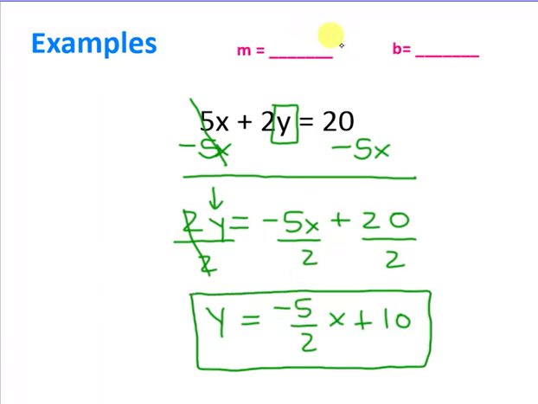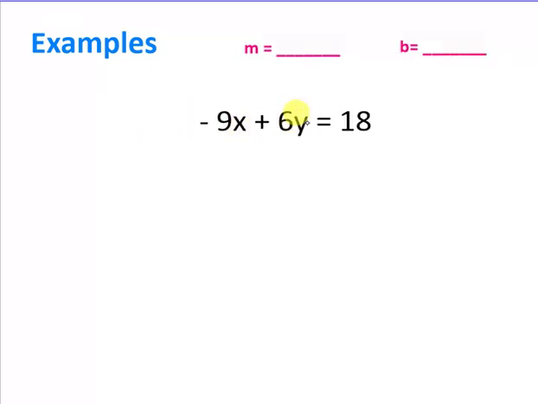Now up here, I want you to go ahead and identify the m and the b. So what is your slope now? Well, your slope is negative 5 over 2, and your y-intercept is 10. Okay? Next one.